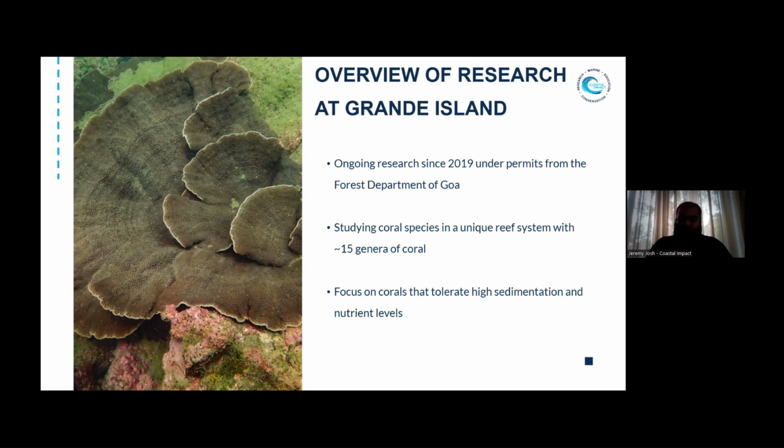In fact, we don't even know for sure what species we have here. That is still something that is in the pipeline. We are in the process of trying to use molecular taxonomic techniques to understand exactly which species we have present here. As I was saying, we look at about 15 genera of coral that we find here. Every piece of work that has to happen with coral in Goa has to go through the forest department. So we've been working very closely with them.